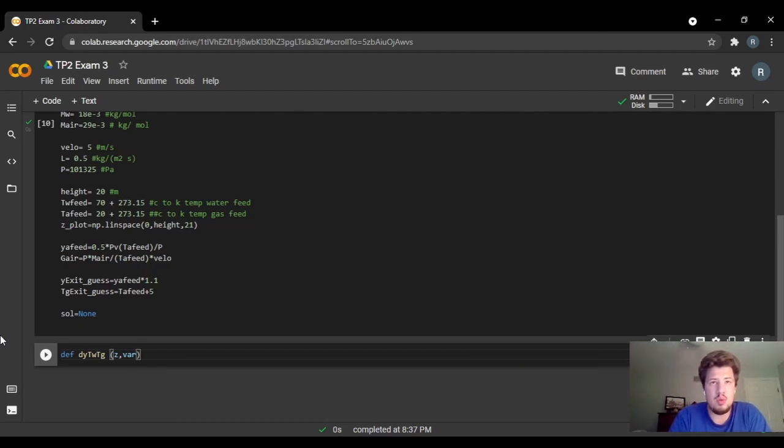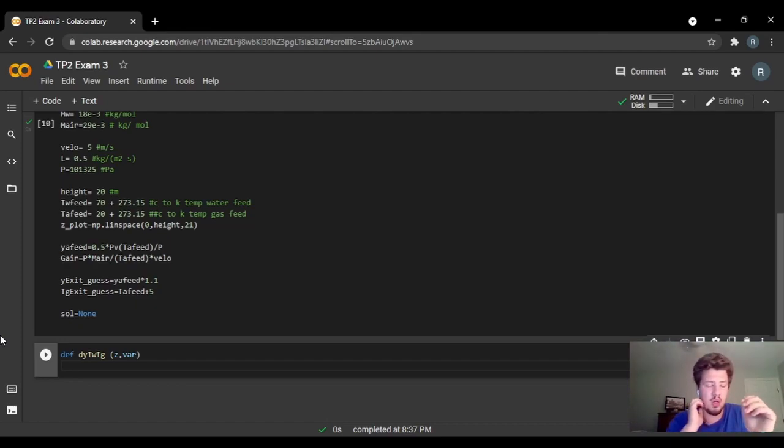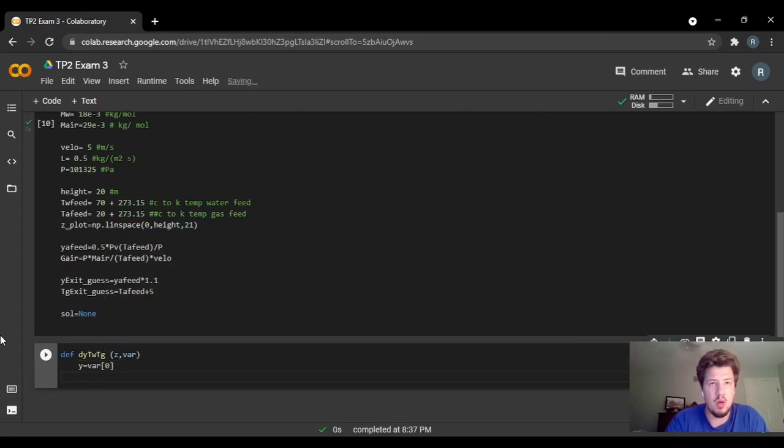And then we want to plug in what those are within the array. So we know that the mole fraction will be equal to the first value of the parameter within the array. And then we want the temperature of our water and the temperature of our gas to be the next two.